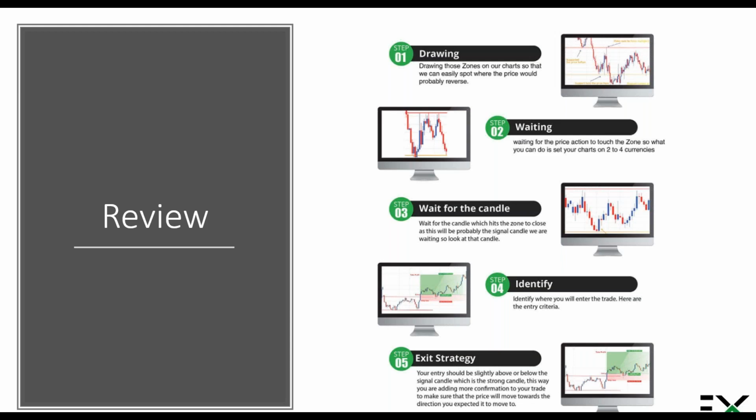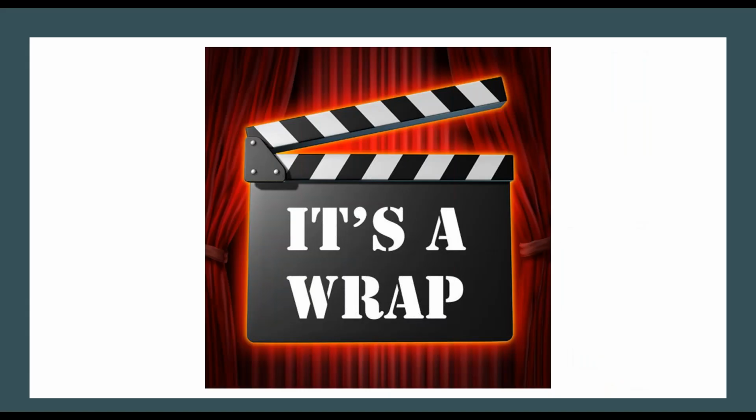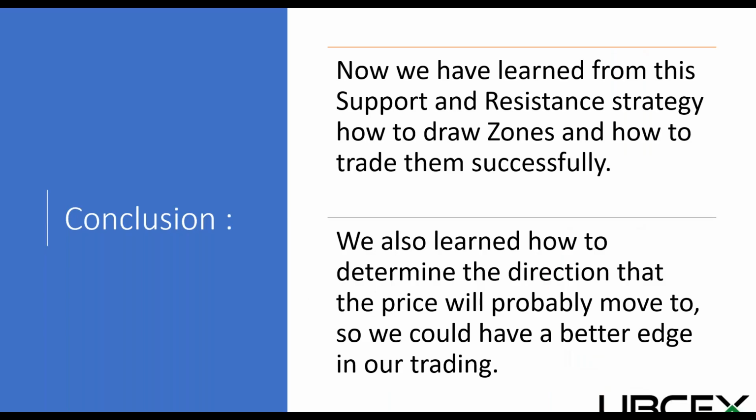Then four, we want to identify where you will enter the trade and the entry criteria. And then lastly, we want our exit strategy. Your entry should be slightly above or below the signal candle, which is the strong candle, whether it's a bullish or bearish move. This way you're adding more confirmation to your trade to make sure that the price will move in the direction you expect it to move. So that's kind of a wrap. Let's go over it and put it together in a package.